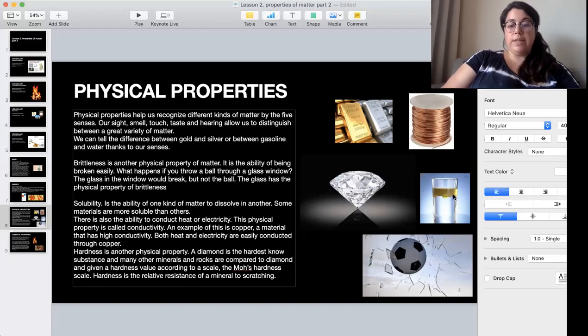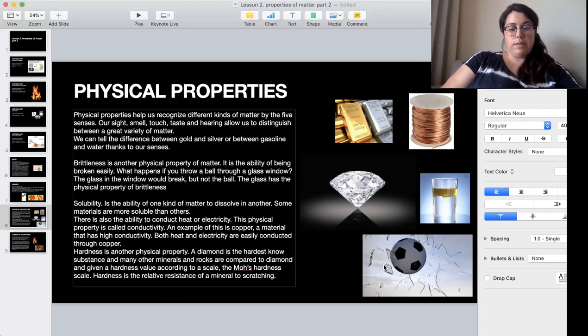There's another property called conductivity. Conductivity means that something has the ability to conduct or move heat or electricity. An example of that is the metal copper. Copper is a material that is highly conductive. Both heat and electricity are easily conducted through copper. And another physical property is hardness, how hard something is.